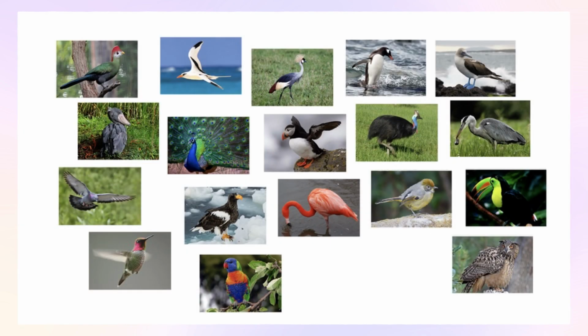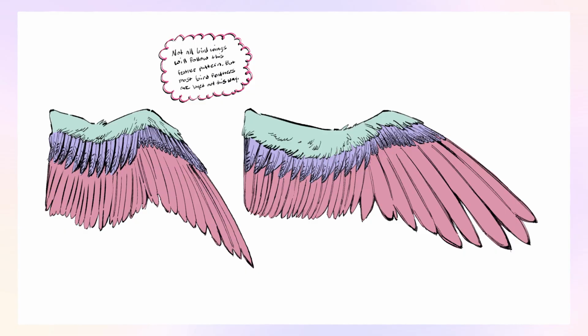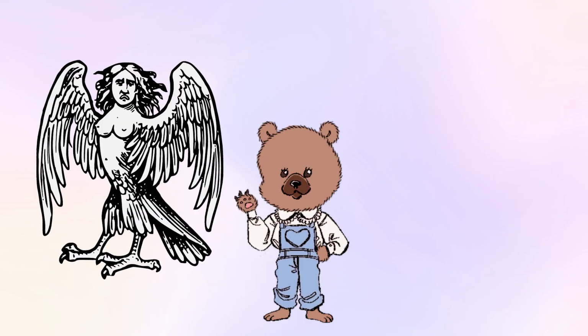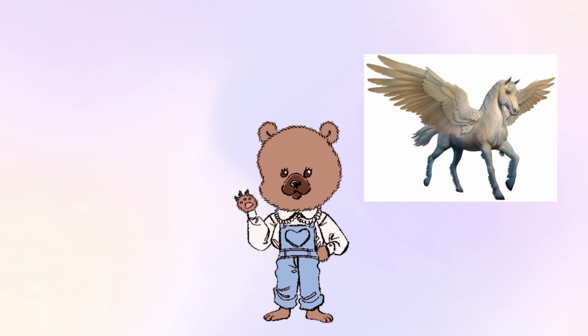If we take a look at bird feathers, we can see that they come in many different shapes and sizes. But one thing that stays consistent with many birds is the layering of the feathers. More fluffy and dense at the top, and a bit more flat and spread out towards the bottom. These are the basis for any harpy, angel, or Pegasus wings.